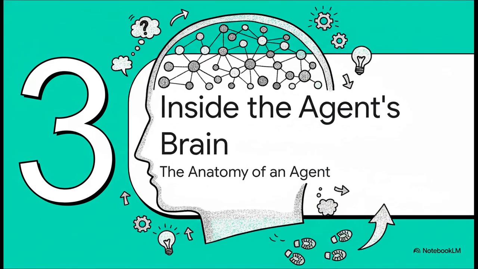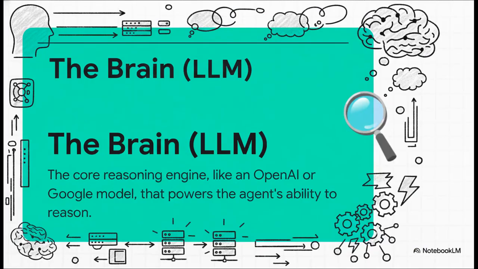Okay, we're done crawling. Now it's time for the walk phase. We're going to pop the hood and take a look inside the agent's brain to see what really makes these things tick. So, at the very heart of any agent is its brain, and that brain is a large language model, or LLM. This is the core intelligence, one of those powerful AI models from a company like OpenAI, Google, or Anthropic. You can think of it as the reasoning engine. It's the part that understands what you're asking, thinks through the problem, and comes up with a plan.